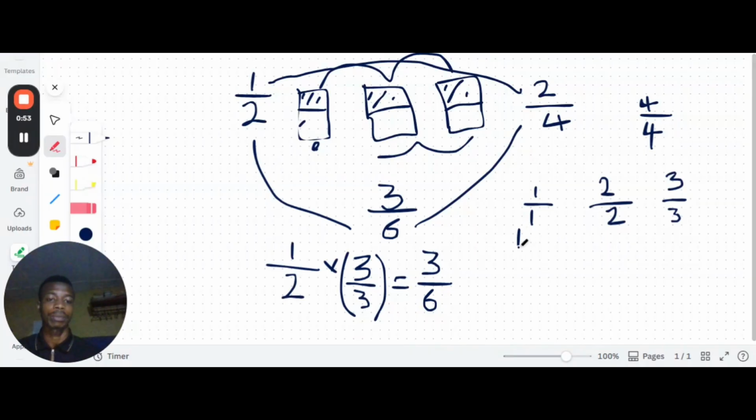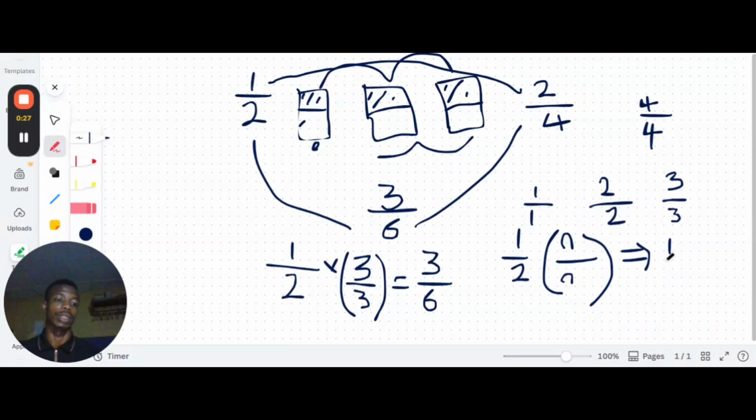So basically what I'm trying to say is when you multiply a fraction by the same denominator and the same numerator, you are going to get an equivalent fraction of that original number. You're basically going to get the same thing, right? You're basically going to get the same thing, but in a different way. And that's why it's called equivalent.